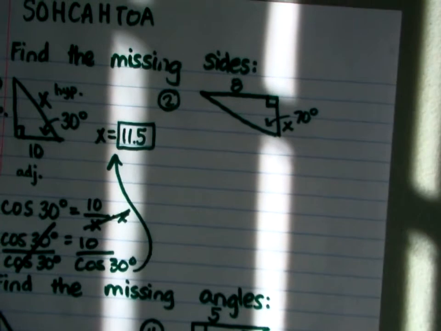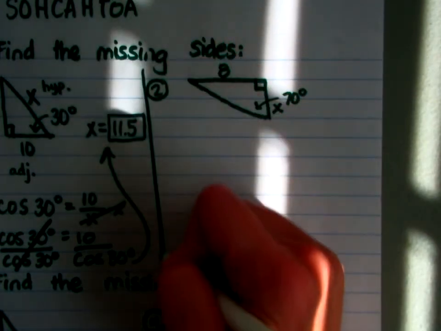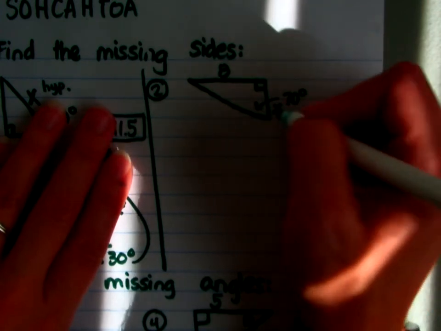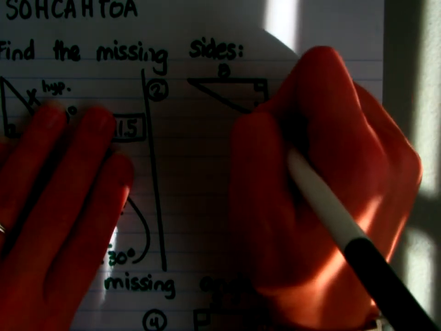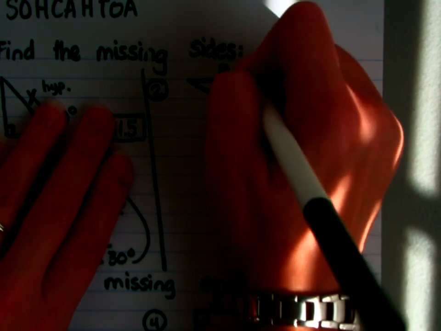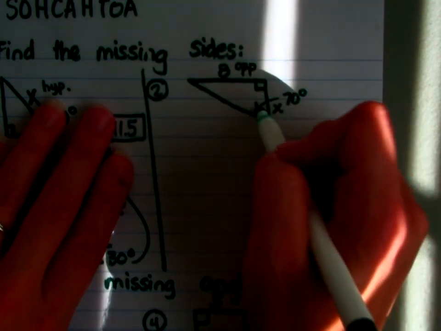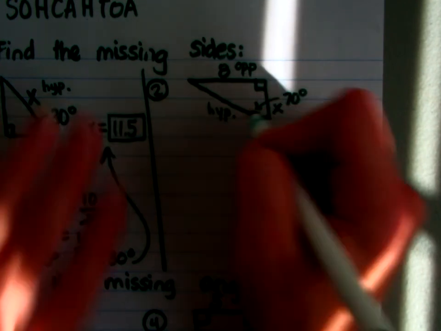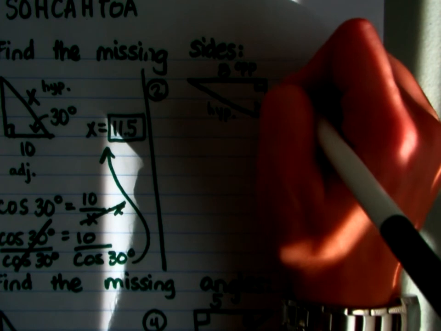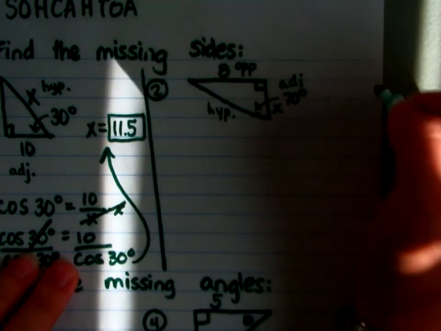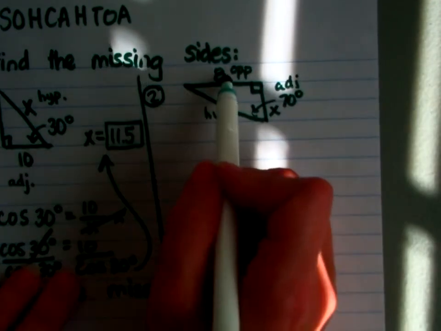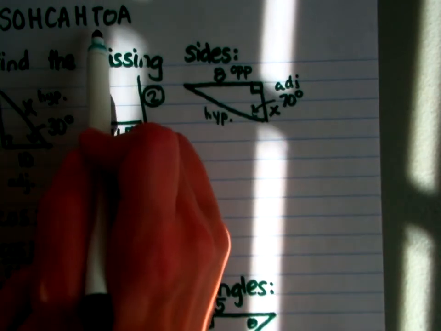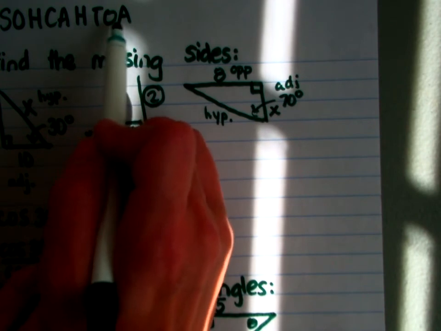Let's compare that to number 2. We have our angle measure of 70 degrees, and directly across from it is what we would call our opposite side. This right here is our hypotenuse, so by process of elimination, the side with the x is our adjacent side. So what we're given in this problem is an opposite of 8 and an adjacent side of x. Opposite and adjacent go with tangent.